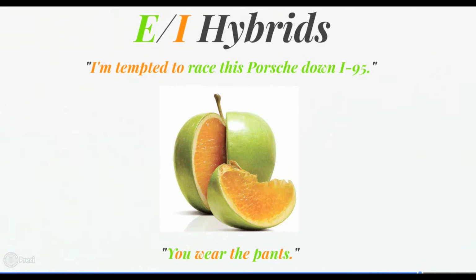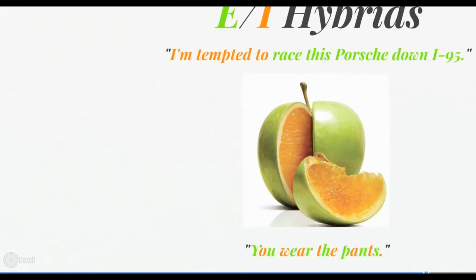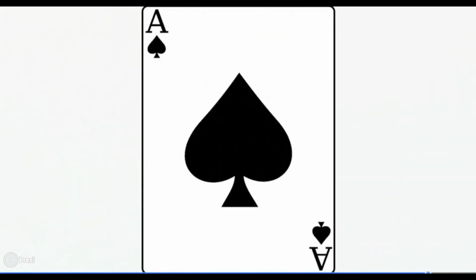Sometimes the hybrid happens because there's both an external component, race this Porsche down I-95, as well as an internal component, I'm tempted to. And sometimes the hybrid happens because it's a figurative line, and the line itself has more than one meaning. So "you wear the pants" is a perfect example. It has a literal external meaning about the jeans on the legs, but it also has an internal meaning about being in control. It's a metaphor where the person who wears the pants runs things. An EI hybrid line is a really handy ace to have up your sleeve when you're writing because it gives you the engaging sensory detail of an external line with the emotional weight of an internal line.